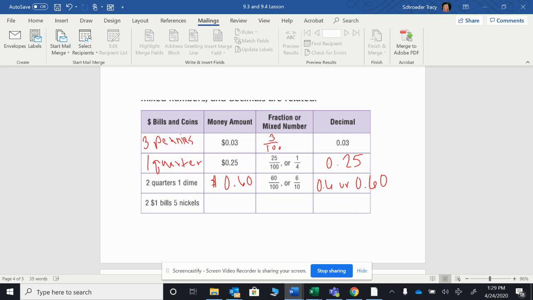If I have 2 $1 bills and 5 nickels, that is $1 and another dollar, so that's $2, and 5 nickels is 25 cents. So I have 2 wholes and 25 hundredths, or 2 wholes and 1/4. And as a decimal, it would be written as 2 and 25 hundredths.